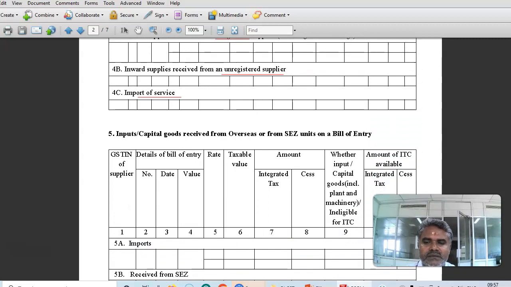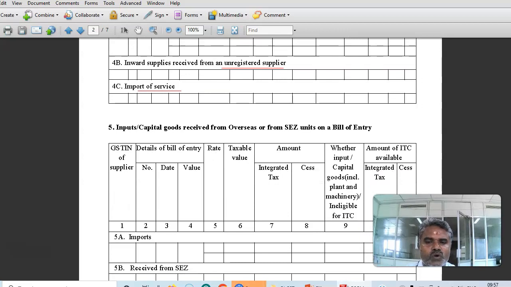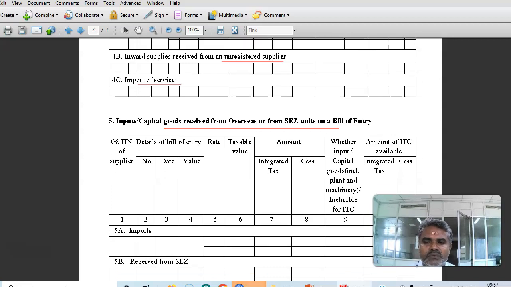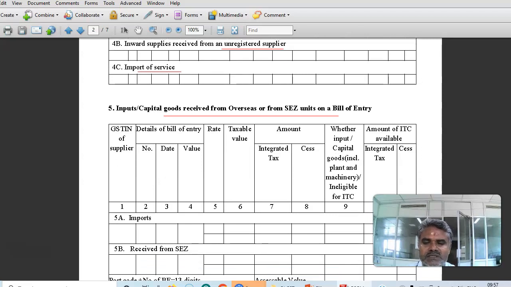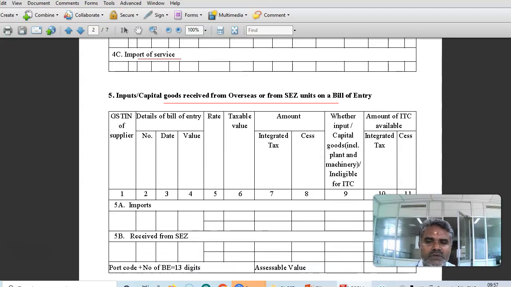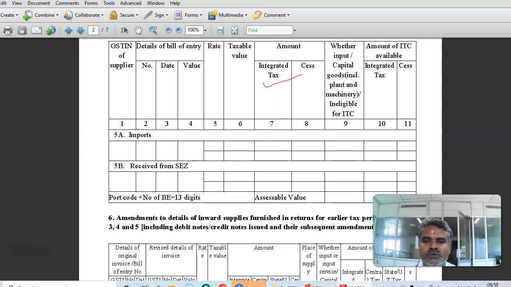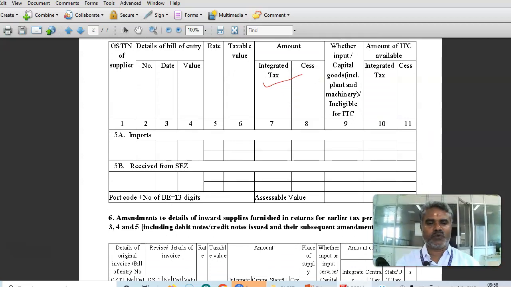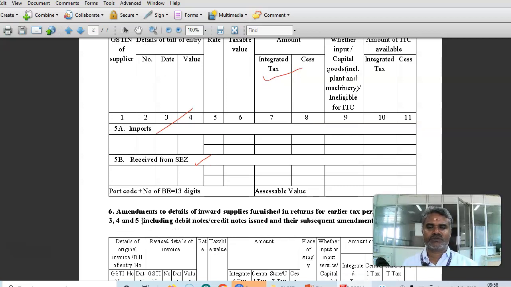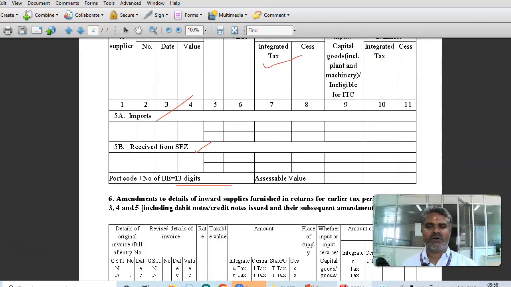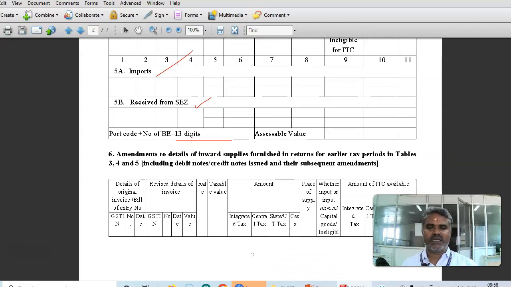Then input capital goods received from overseas or from a special economic zone on a bill of entry. That is very, very important. You have to give this information. Whenever you have imports, you give the detailed information regarding imports here. Then received from SEZ, special economic zone. Then here you have to give the total assessable value.